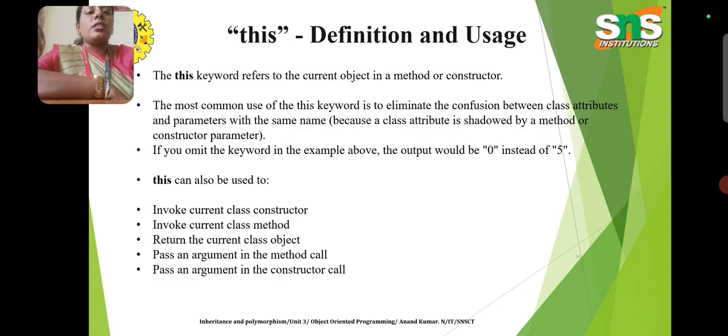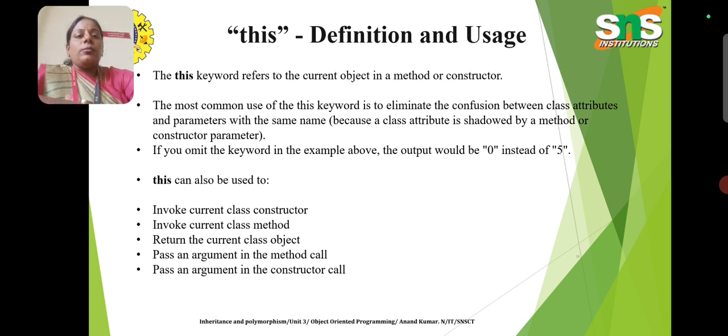This is the definition and usage. This keyword refers to the current object in a method or constructor. The most common use of this keyword is to eliminate the confusion between class attributes and parameters with the same name, because a class attribute is shadowed by a method or constructor parameter. If you omit the keyword in the example above, the output will be empty instead of 5. This can be used to invoke the current class constructor, invoke the current class method, return the current class object, pass an argument in the method call, and pass an argument in the constructor call.